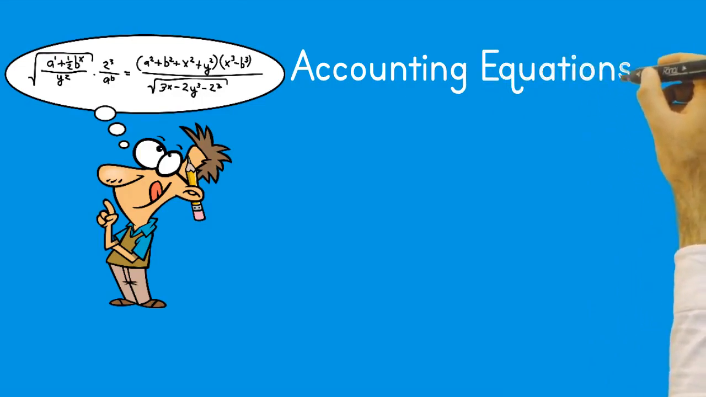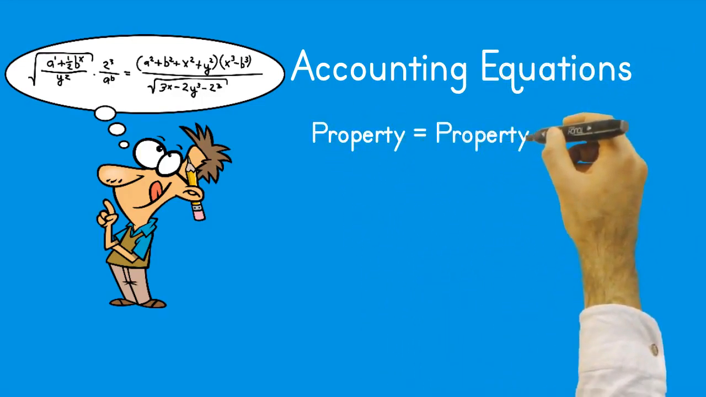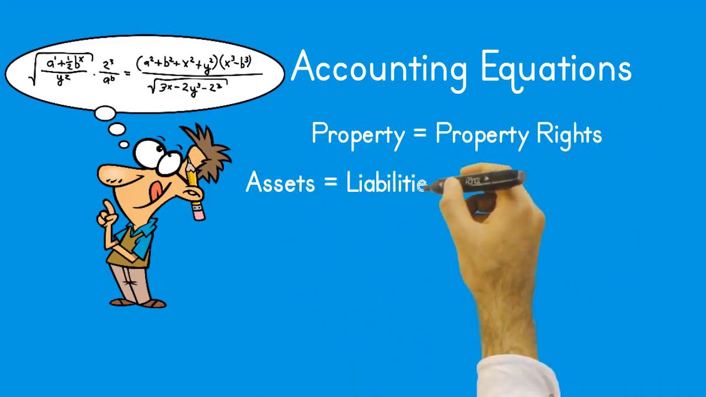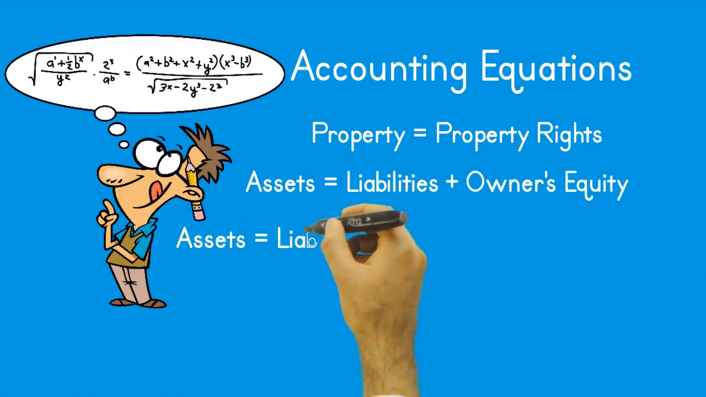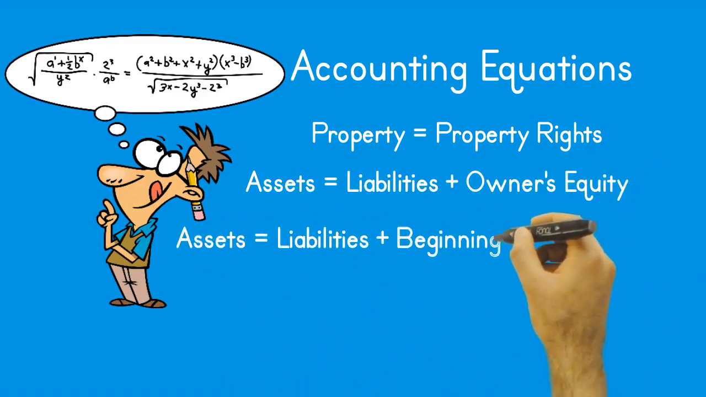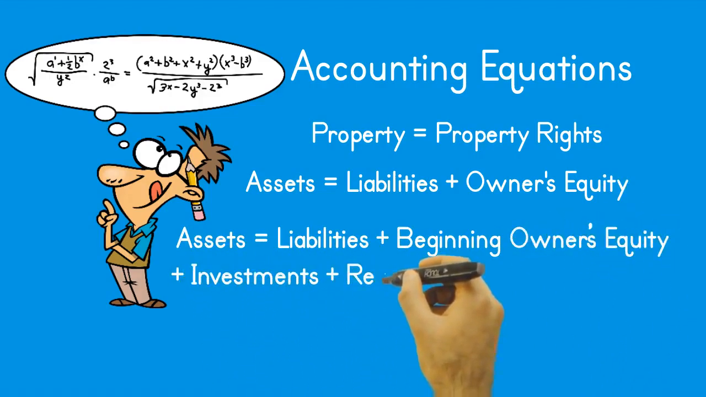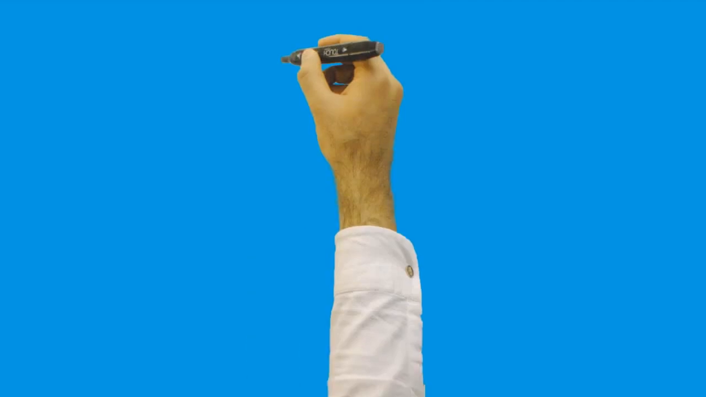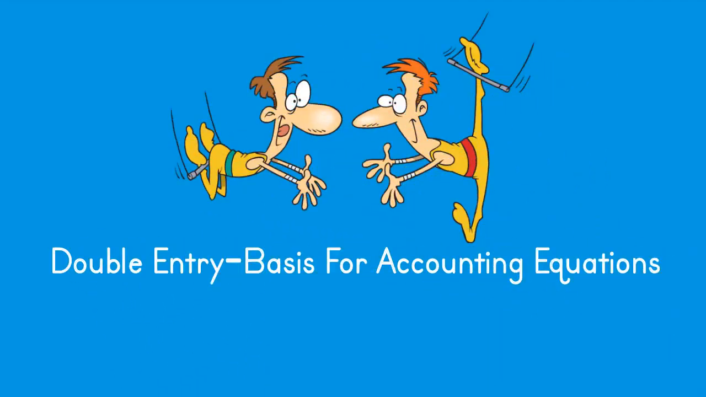This equation is called the accounting equation and is also referred to as the balance sheet equation. The equation may be expressed in three forms. 1. Abbreviated or simple version, property equals property rights. 2. Expanded version, assets equals liabilities plus owner's equity, capital. 3. Fully expanded version, assets equals liabilities plus beginning owner's equity, capital, plus additional owner investments plus revenues minus expenses minus draws.